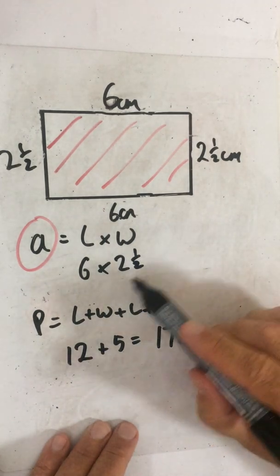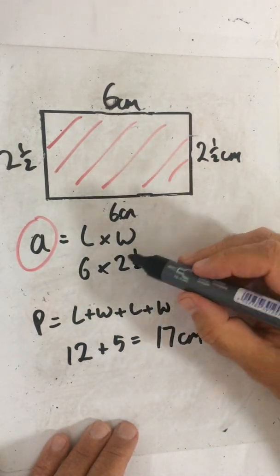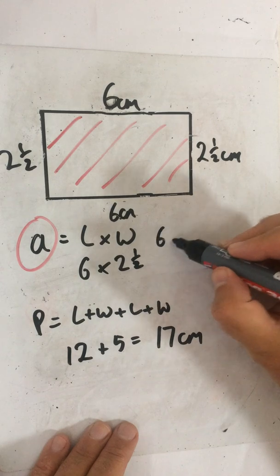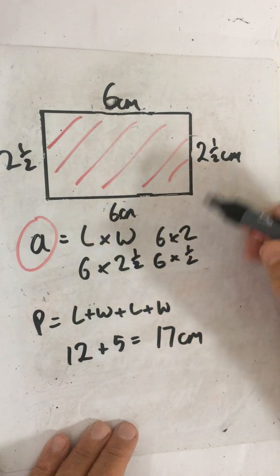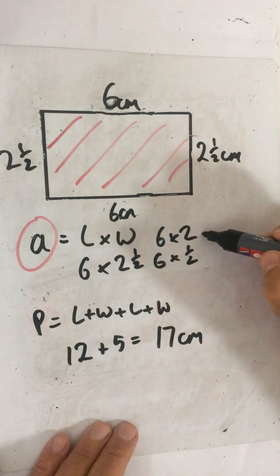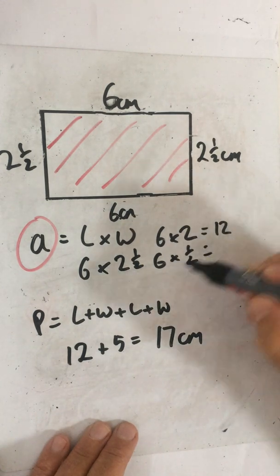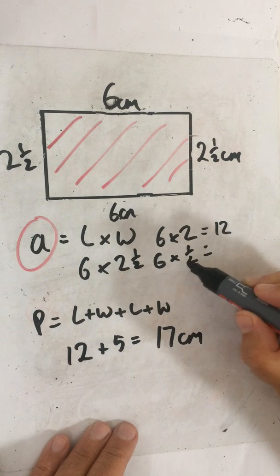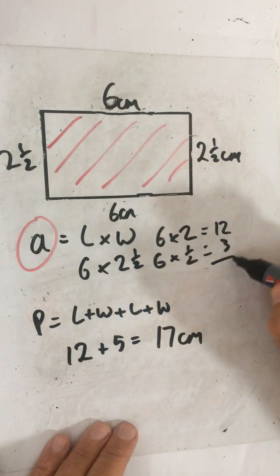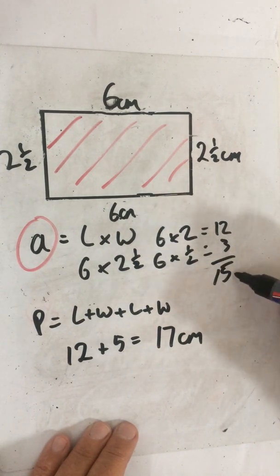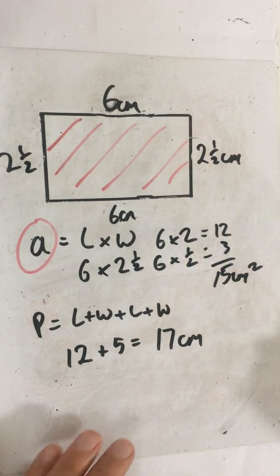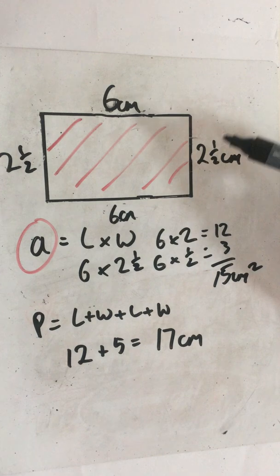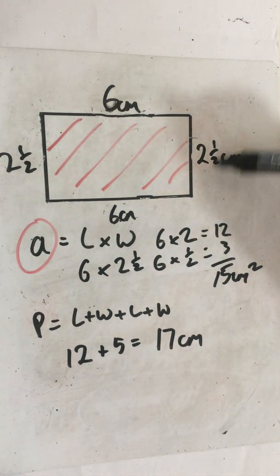We haven't done much when it comes to multiplying by halves, but I think the best way is to do 6 times 2 and then 6 times a half. So we're partitioning the 2.5. 6 times 2 is 12. 6 times a half, which is the same as half of 6, is 3. So that would be 15. And we call it, remember, centimeters squared.